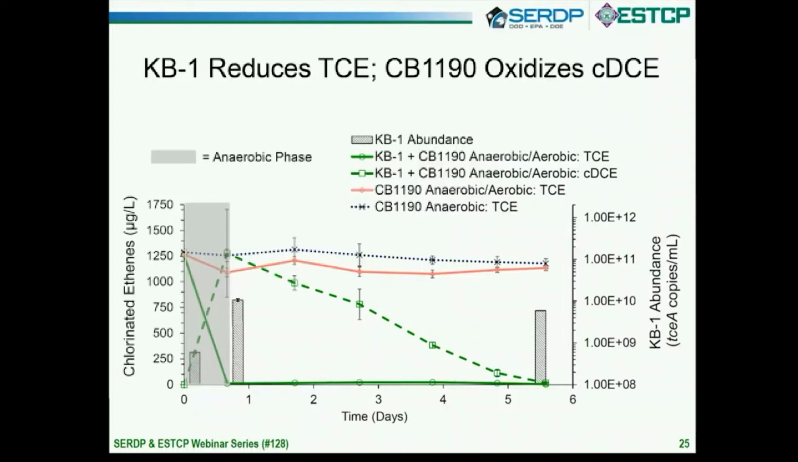When TCE was removed, the dashed green line indicates cis-DCE appearing, that was formed. Under aerobic conditions, cis-DCE declined. There was no vinyl chloride detected. And that happened in the mixed communities. On the secondary y-axis, you see the abundance of KB1 in copies of tceA genes per mL. And the genes, they increased. The column graphs at the bottom show that under the aerobic phase there was not much change. In fact, there was some decline on exposure to aerobic conditions.